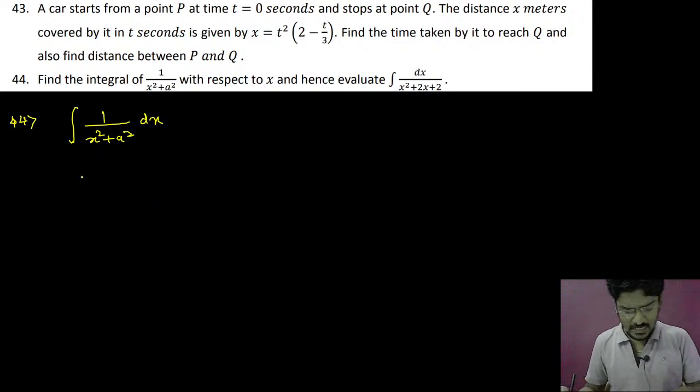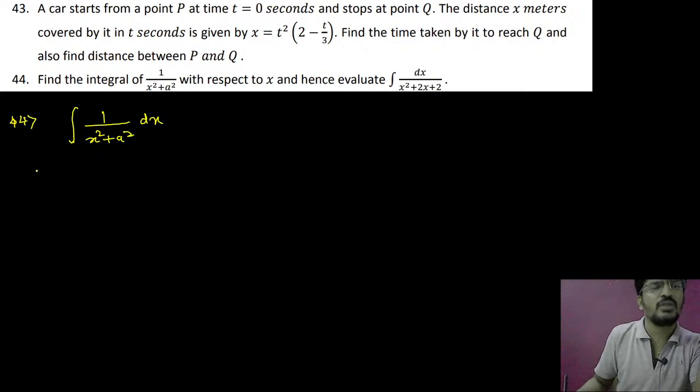Clear? Let it be. Now let us go for problem number 44. That is integration of 1 by 1 plus x square.